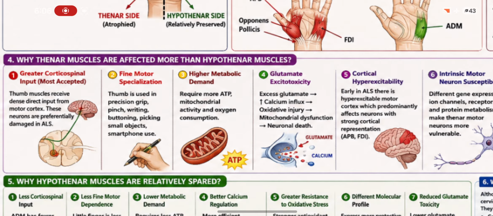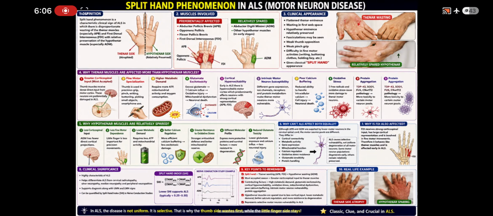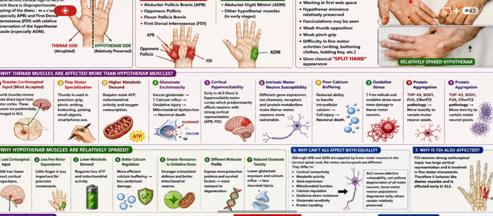Motor neurons themselves are not biologically identical, and this forms another explanation for the split hand phenomenon. Motor neurons supplying the thenar muscles differ from those supplying the hypothenar muscles in terms of gene expression, ion channels, neurotransmitter receptors, protein metabolism, and other intrinsic cellular properties. These biological differences make certain motor neuron populations inherently more vulnerable to the neurodegenerative process of ALS.